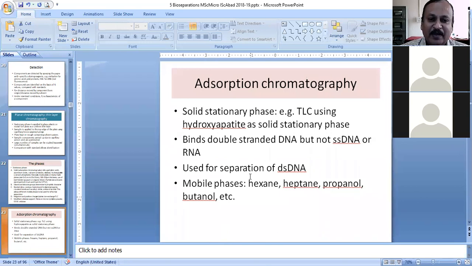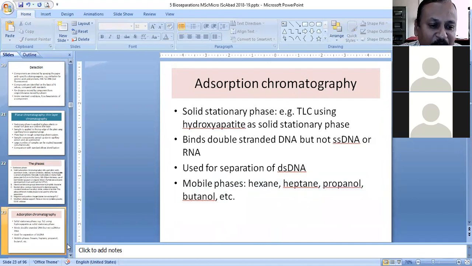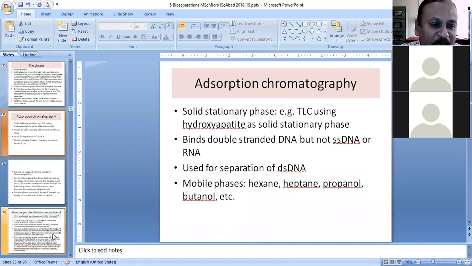Adsorption chromatography, and I told you here that hydroxyapatite is a material which has a good selectivity for double-stranded DNA. So double-stranded DNA can bind to hydroxyapatite as the stationary phase, but single-stranded DNA or RNA cannot bind. And therefore it is a very useful tool for the separation of double-stranded DNA molecules. Usually the mobile phases used for this kind of chromatography are hexane, heptane, propanol, butanol, and so on. Okay, moving then to the next slide.